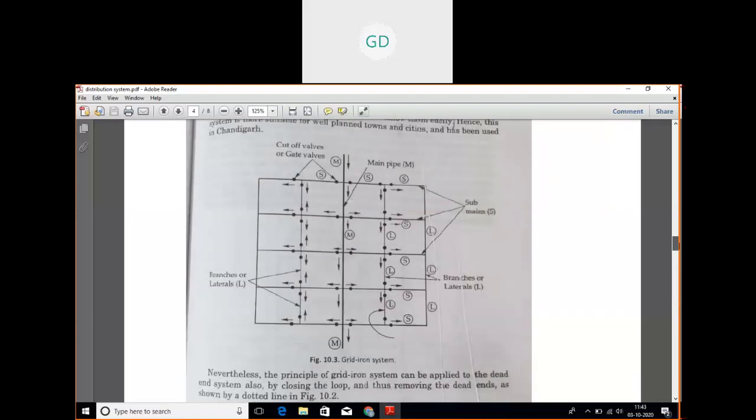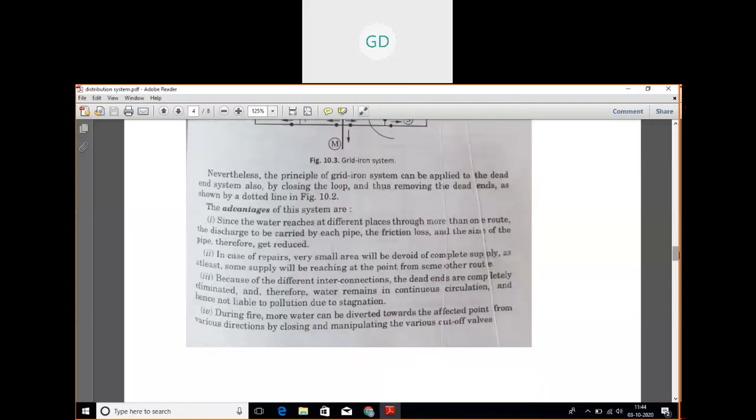Suppose a person is residing here and this pipe is damaged. Obviously it is not like the person will not get water at all, because the water might come by this route also, or by any route he may get the water. It is not like if one pipeline is damaged, then he will be devoid of water completely. So this is an advantage in a grid iron system.